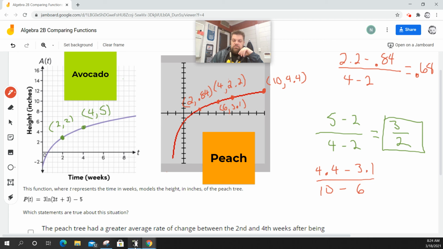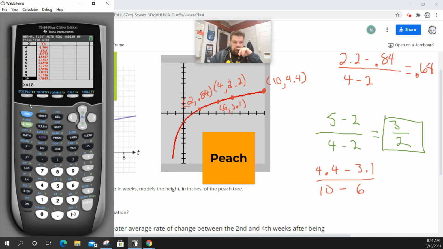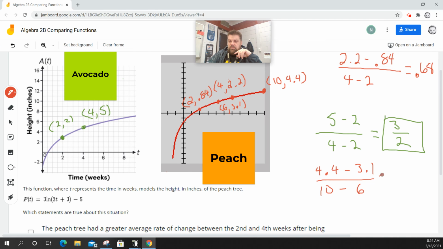Plug that in the calculator. 4.4 minus 3.1, close parentheses, divided by 10 minus 6, which is just 4. So that changes approximately 0.325.